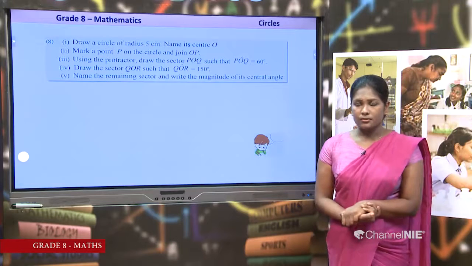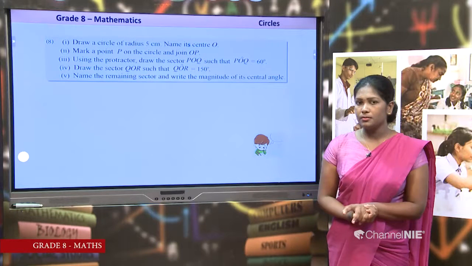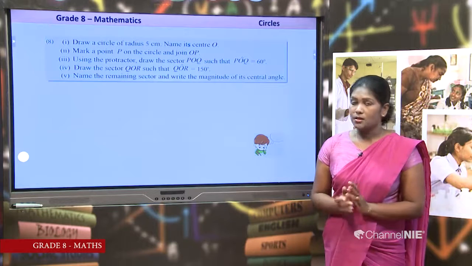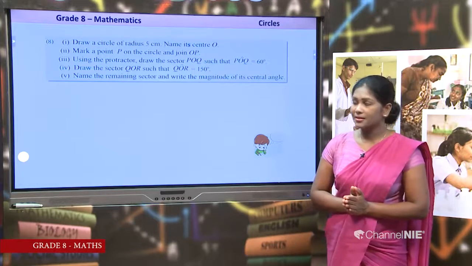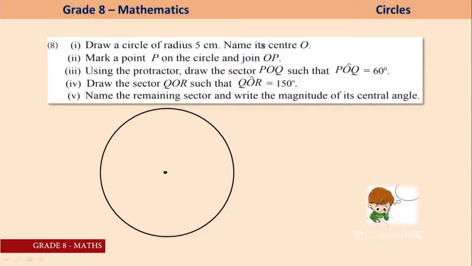8th question. Hope you are ready to start that question. Okay, read the question first. Draw a circle of radius 5 centimeters. Name its center O. Now you know how to draw the circle with radius 5 centimeters and name its center O.